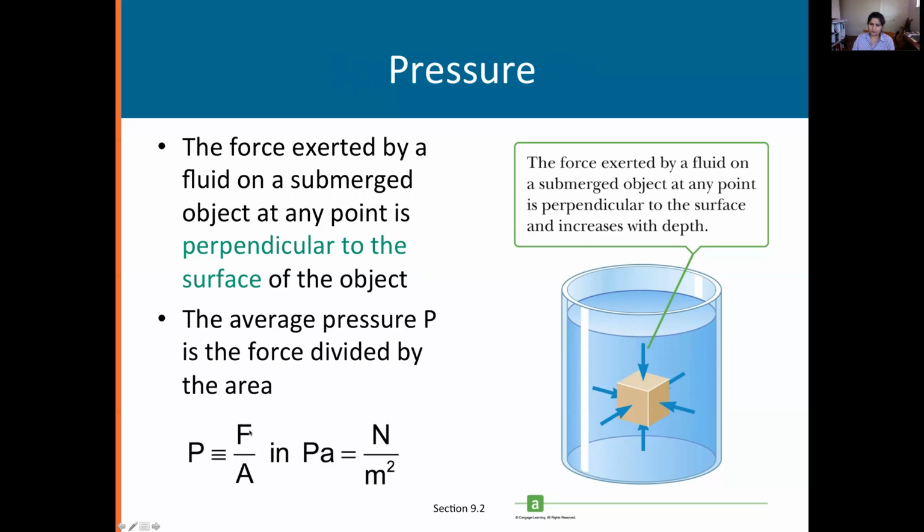So pressure is force per unit area, and the units would be Newton per meter squared, which we give a new name called Pascal, written as Pa. Okay, uppercase P, lowercase a, after the scientist Pascal, who did a lot of work in this area.